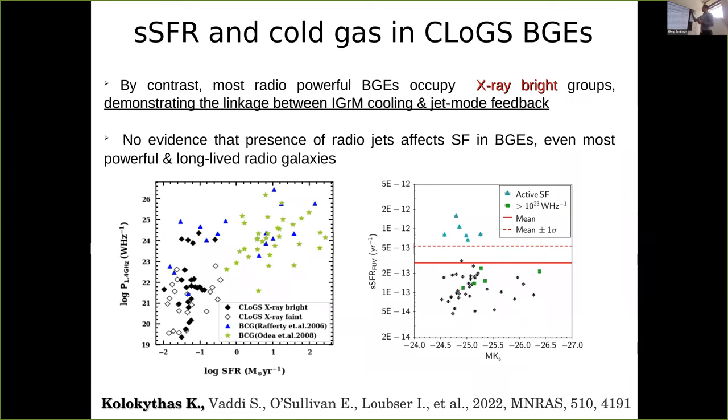And by checking as well the specific star formation rate and the cold gas in the CLoGS BGEs, we find that most radio-powerful BGEs occupy X-ray bright groups. This demonstrates the linkage between intra-group medium cooling and jet mode feedback. And we find no evidence that the presence of radio jets is affecting the star formation in BGEs, even the most powerful and long-lived ones.